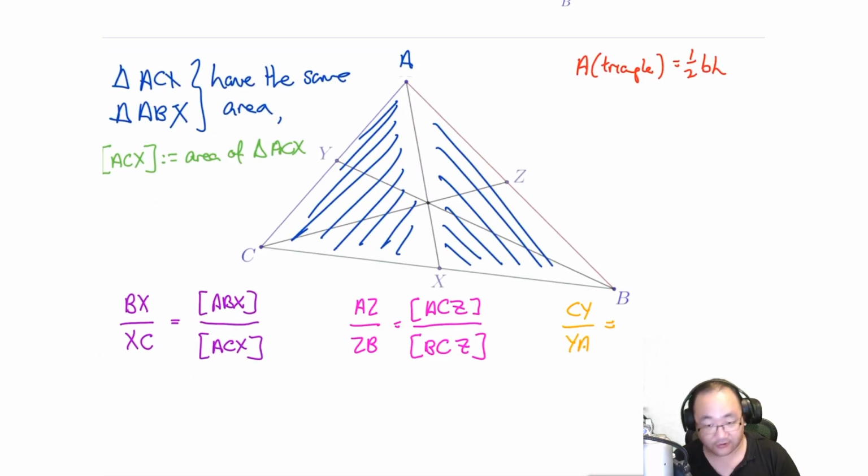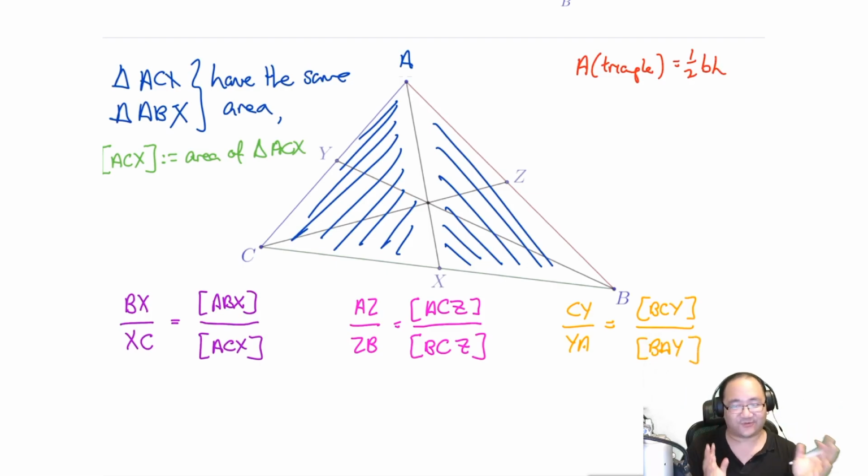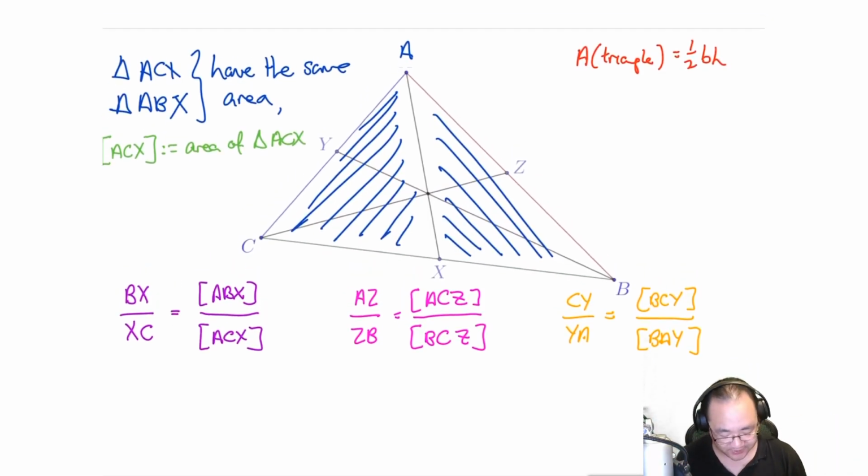CY over YA is also going to be equal to, so C to Y, Y to A, the height is going that way. It's going to be, again, in order, BCY, and then BAY, because it's only changing one letter, which makes it easier for reference. There's no straightforward way of doing it. I thought it'd be easier in alphabetical order, but clearly not.